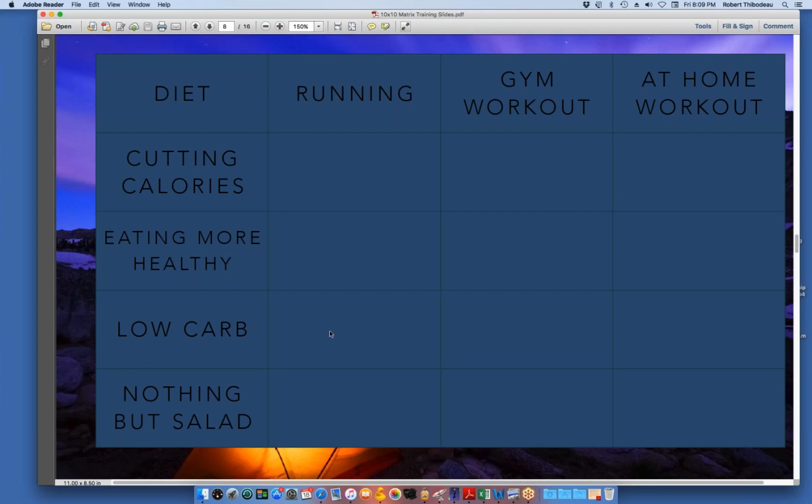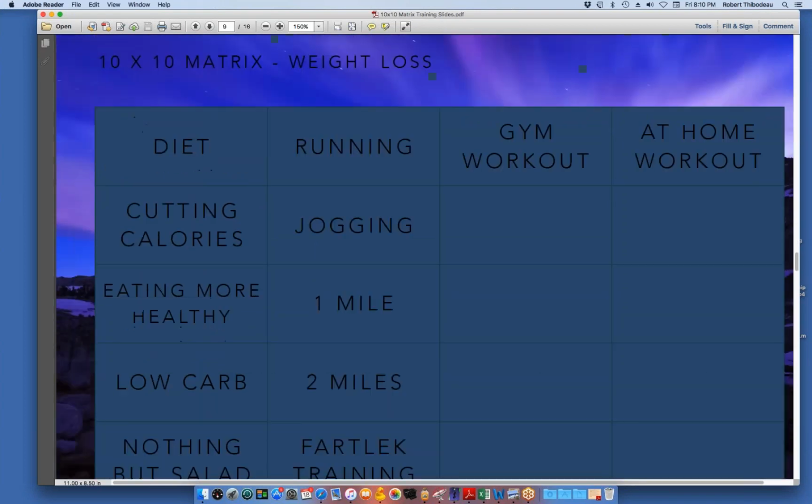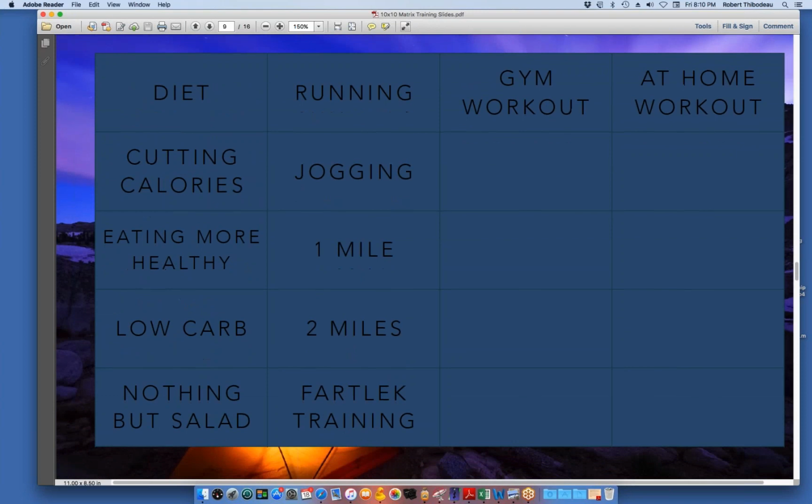You have your major category across the top. You have your niche as the title of your 10 by 10 matrix, and then in the 10 columns, you have your title of the different ideas. You got diet, running, gym workout, at-home workout, etc. And then under each one of those major categories is where you put subcategories. Like here, I've got cutting calories, eating healthy, low-carb diet, nothing but salad. You do the same thing all the way across.